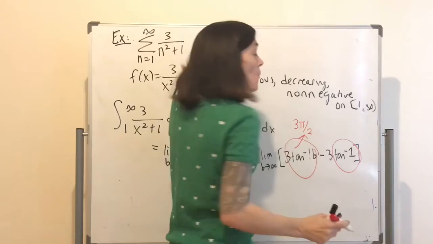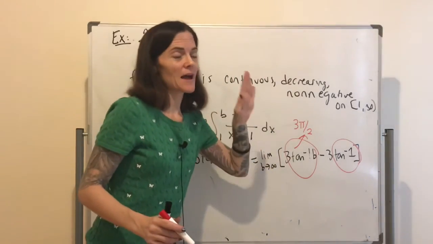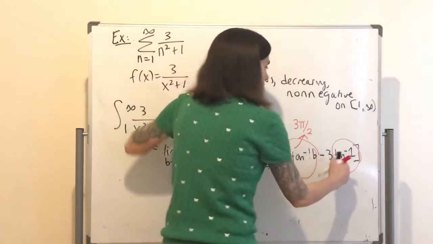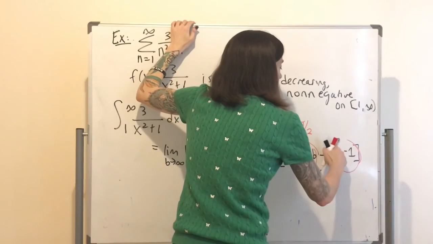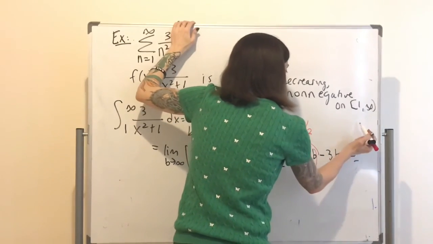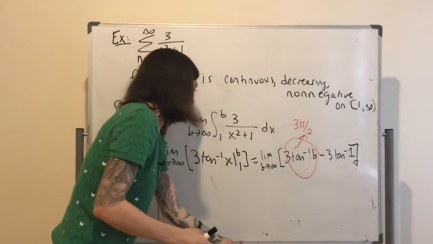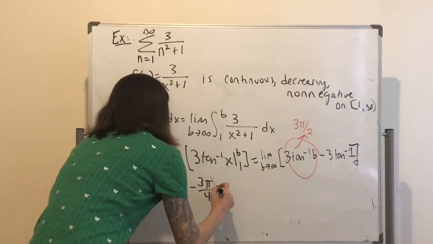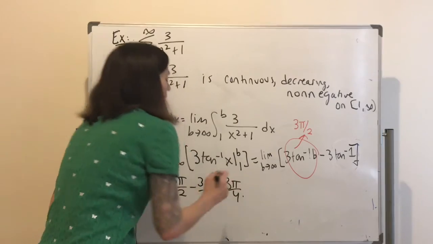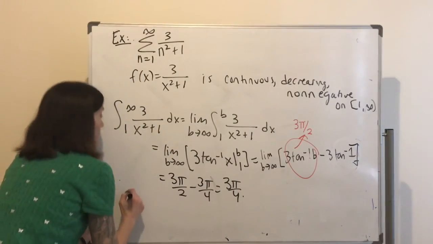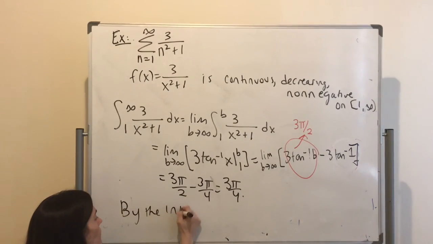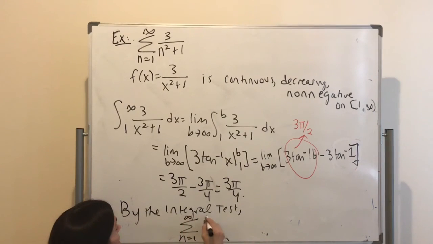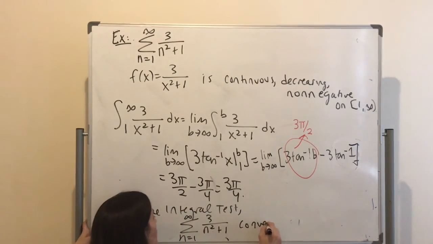Now, tan inverse of 1: what angle between minus pi over 2 and pi over 2 has tangent 1? This says the sine and cosine are equal. Pi over 4. So this is 3 times pi over 4. We just evaluate, so I will do that in the next step. So this integral is 3 pi over 2 minus 3 pi over 4, which is going to be 3 pi over 4. Okay, which is convergence. So this improper integral converges by the integral test. My series, the sum from n equals 1 to infinity of 3 over n squared plus 1, converges. Okay.